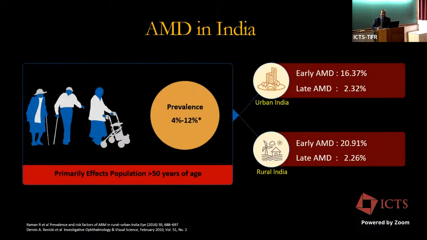So what about AMD in India? Studies have shown, and Rajiv has done great work here, that in urban India, the prevalence is about 16.37%. In rural India, it's a little more, 20.91%. The incident prevalence of late AMD is more or less the same.